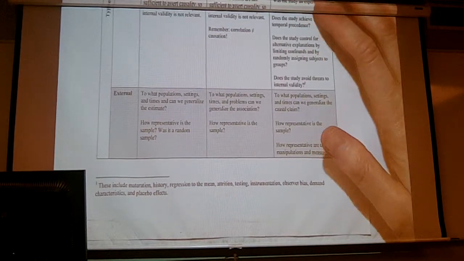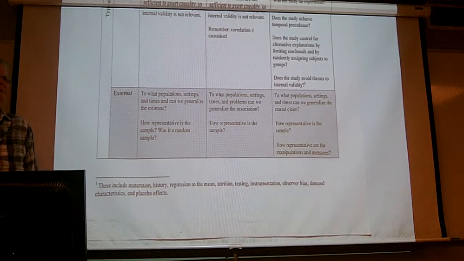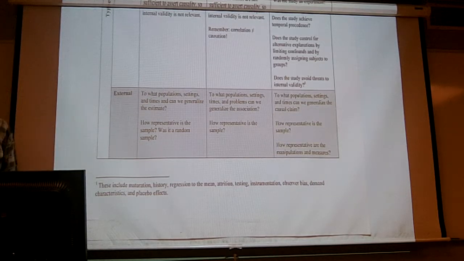All right. So we can ask about the representation of the sample. We can ask about whether or not the sample was taken randomly or whether it was a convenient sample. We can do all those things with a frequency claim. So you can just use this as a checklist.